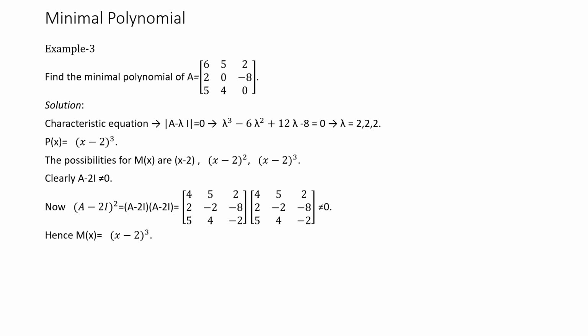The only factor of p of x is x minus 2. So, the different possibilities for m of x are (x minus 2) the whole square and (x minus 2) the whole cube.